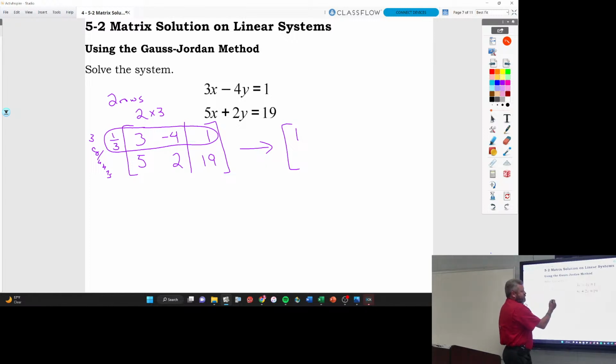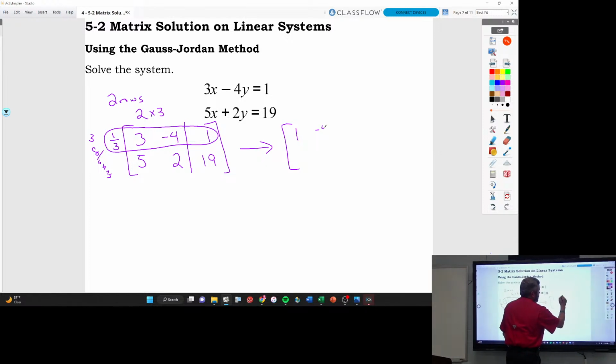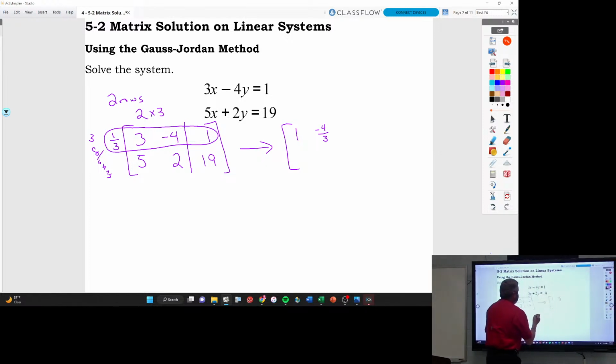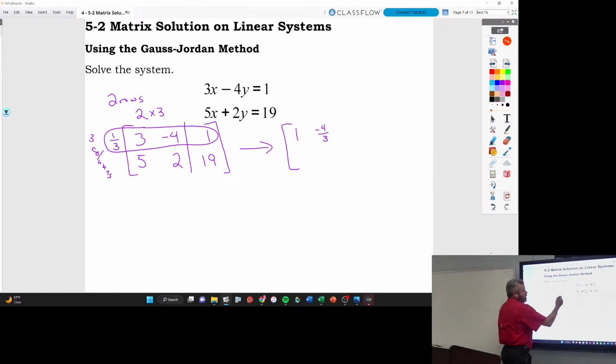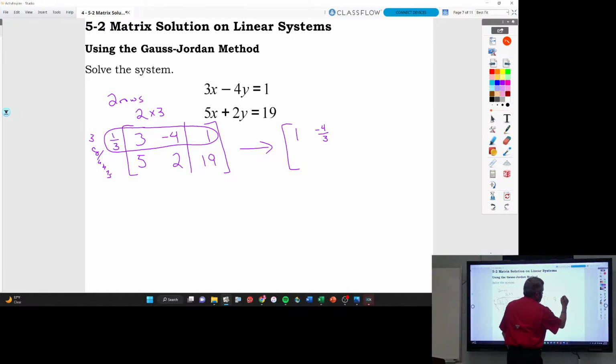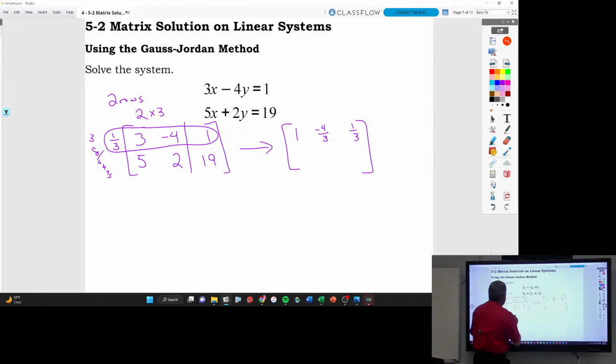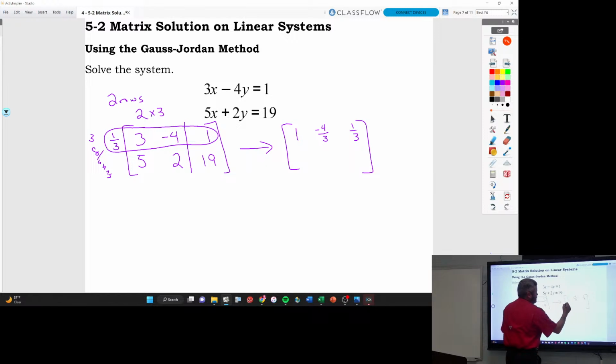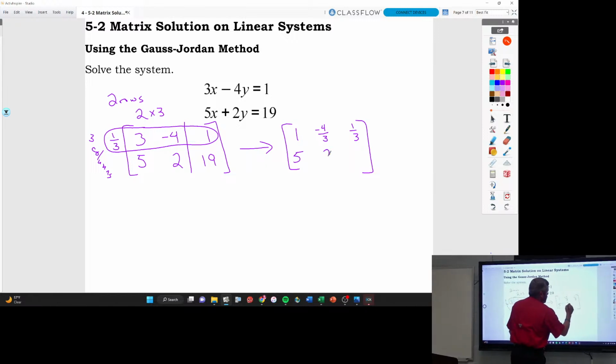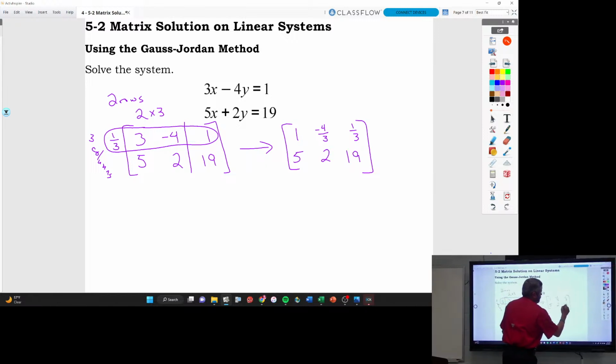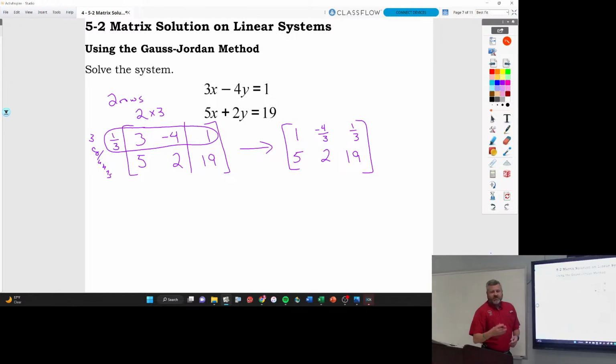Negative 4 times 1/3, or negative 4 divided by 3, is negative 4/3. 1/3 of 1, 1 divided by 3, is 1/3. And my second row, I did not do anything to it, so it's still a 5, a 2, and a 19. So step 1 is done.